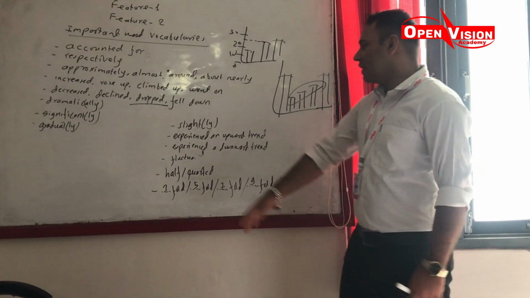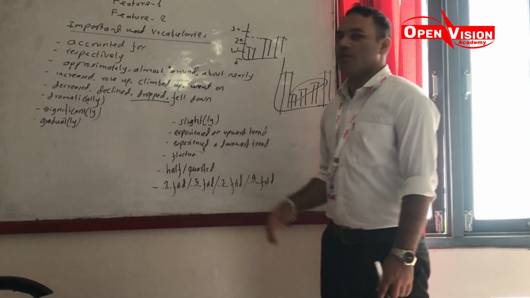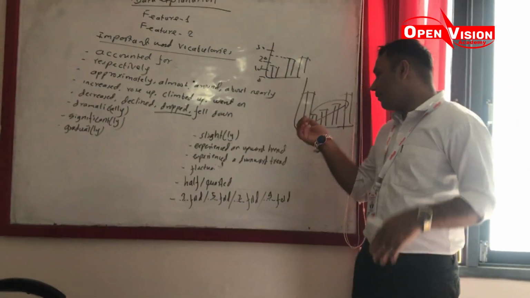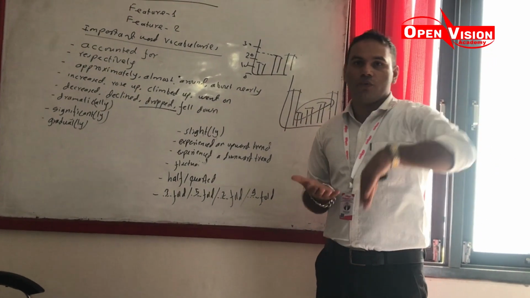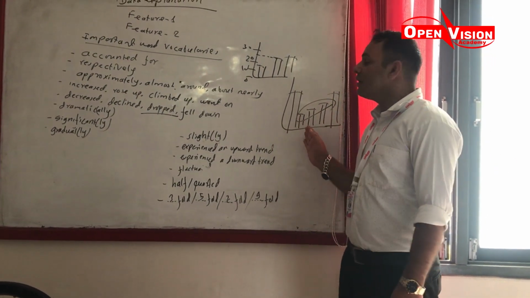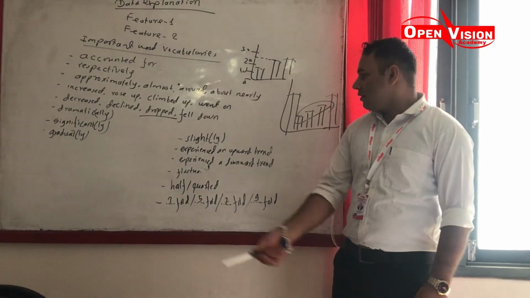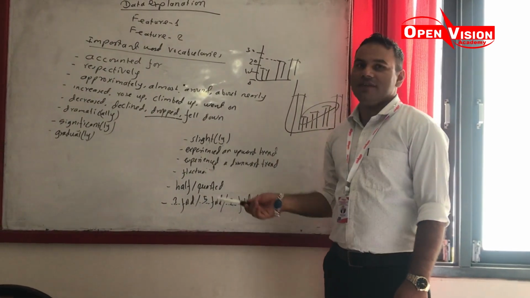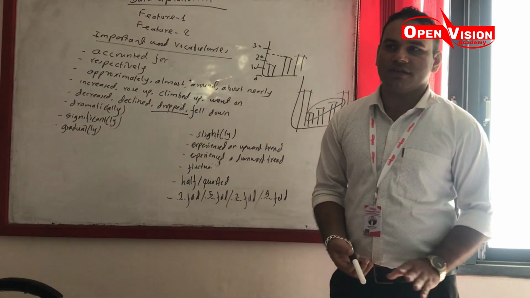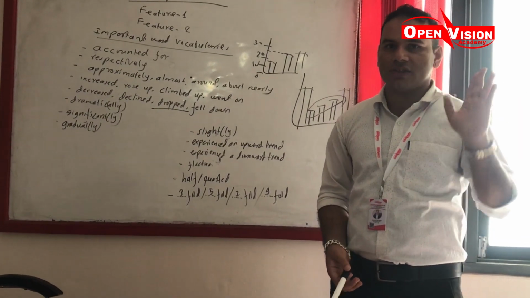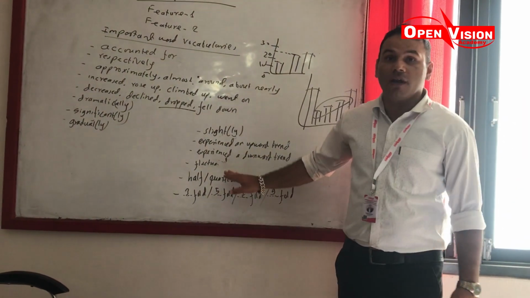Okay, so the next one is experienced a downward trend. In the same case, if the data goes downward, in that situation you can use experienced a downward trend. Then the next one is fluctuated. If it gets fluctuated, sometimes up and sometimes down, in that situation you can use fluctuated.